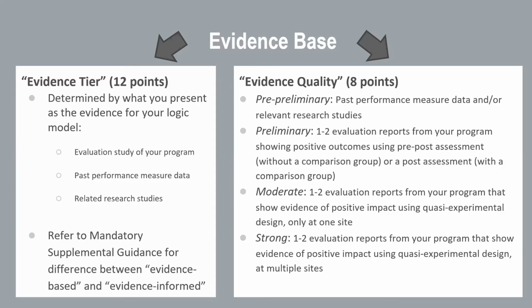Within the application, there are two different places where you've got to talk about evidence. One is for you to determine what tier you're at, and we'll talk about what those tiers are in a second. But the tier is determined by what you are saying your evidence is for your logic model. So for example, did you actually do an evaluation study of your program? And if so, what did it show? Did it show something positive? Is your evidence just specific to performance measure data that you've collected in the past? Or is your evidence determined basically by research studies of other programs that are similar in design to yours?